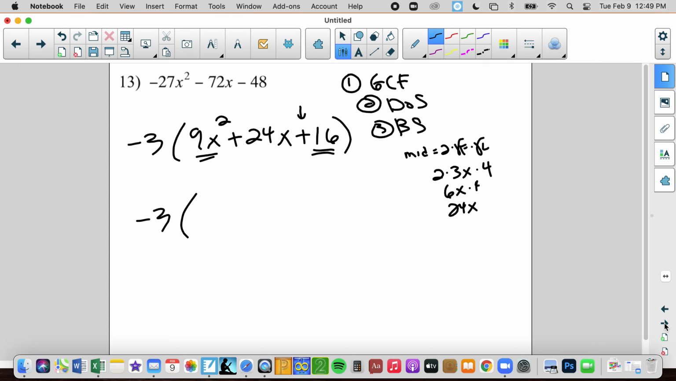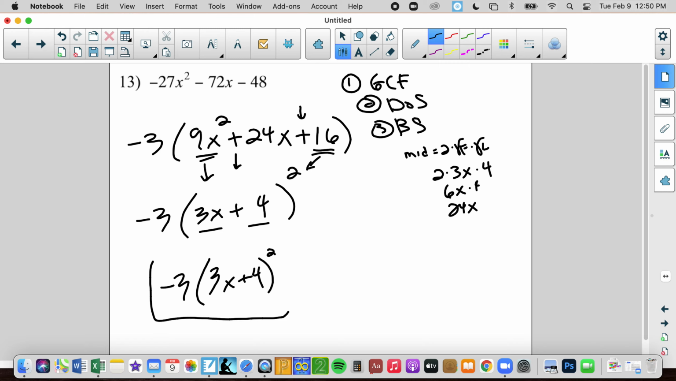So I know that it's a binomial square, so I know it's going to be 2 terms being squared, hence the name binomial square. How do I get these 2 terms? I take the square root of the first, I take the square root of the last, and I pull the sign of the first. So my answer is going to be negative 3 times the quantity 3x plus 4, quantity squared.